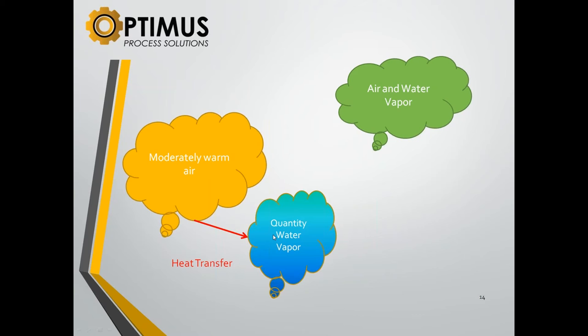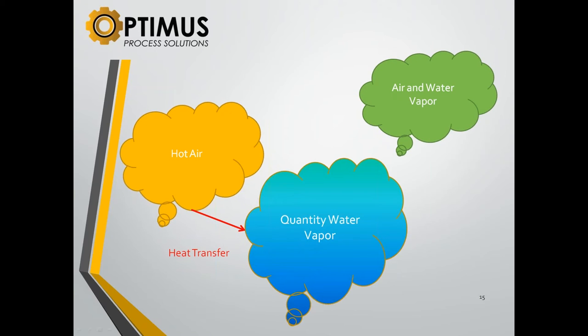If you heat it even hotter, then you get a greater quantity of water vapor in your air and water vapor. What this is signifying is the hotter that you can make your air in conjunction with the material, the fewer number of pounds of hot gas that you need going into the dryer. That affects the size of the dryer and the amount of production that you're able to perform. So it benefits you economically to make the air as hot as you can.